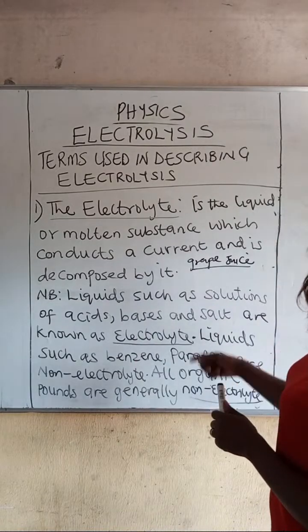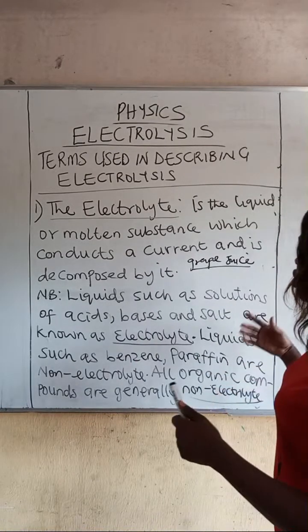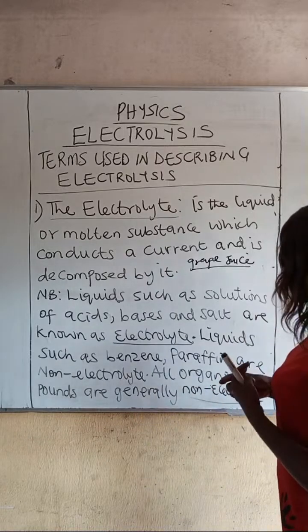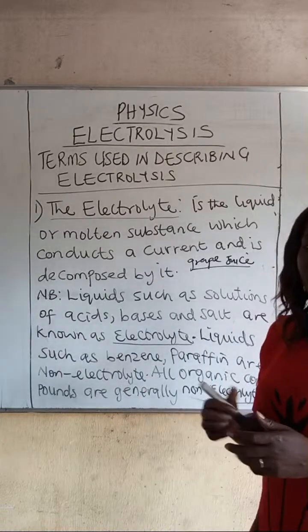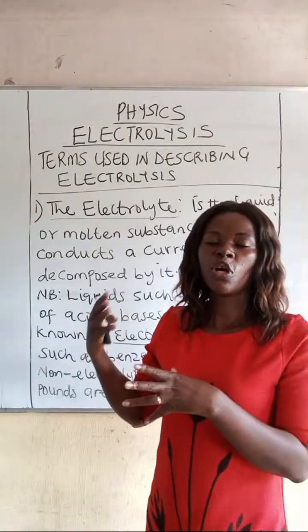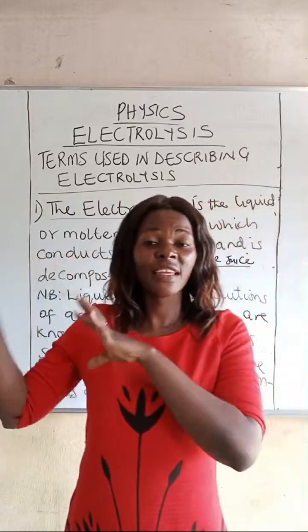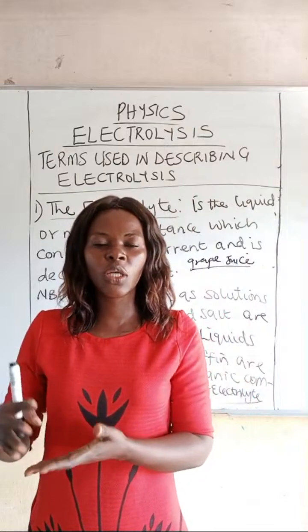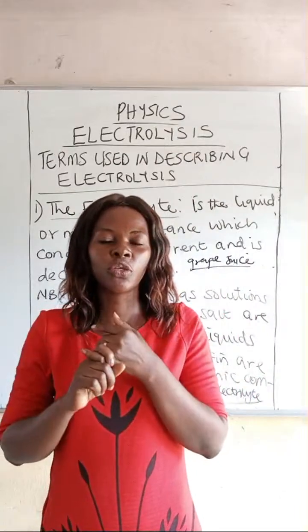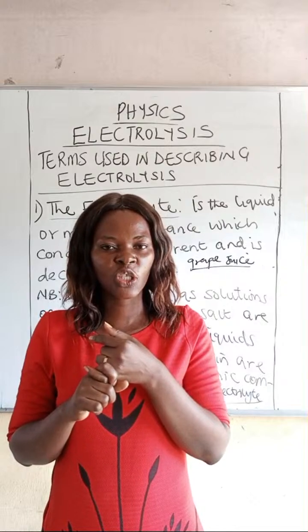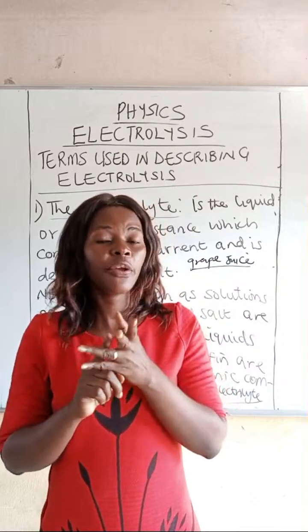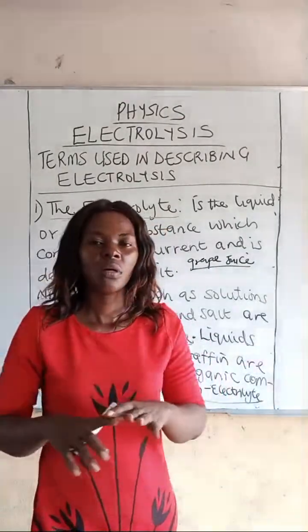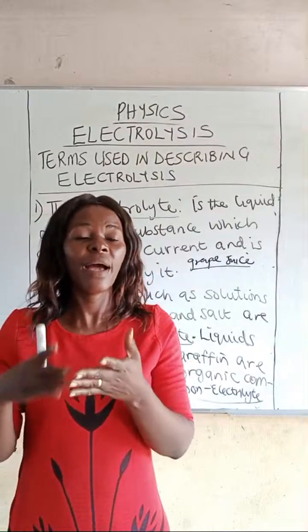They are non-electrolyte. We have benzene, paraffin. They are non-electrolyte. Then you quote, all organic compounds are generally non-electrolyte. If I say organic compound, I mean all the compounds classified as organic in organic chemistry. They are generally non-electrolyte. For example, sugar solution is a non-electrolyte. Kerosene is a non-electrolyte, okay? So any alcohol is a non-electrolyte.